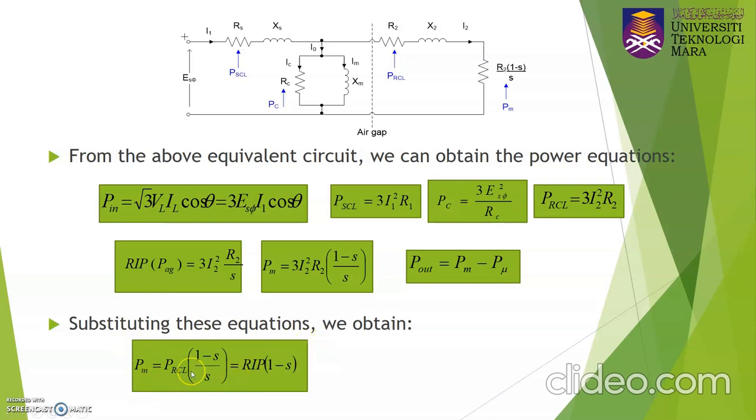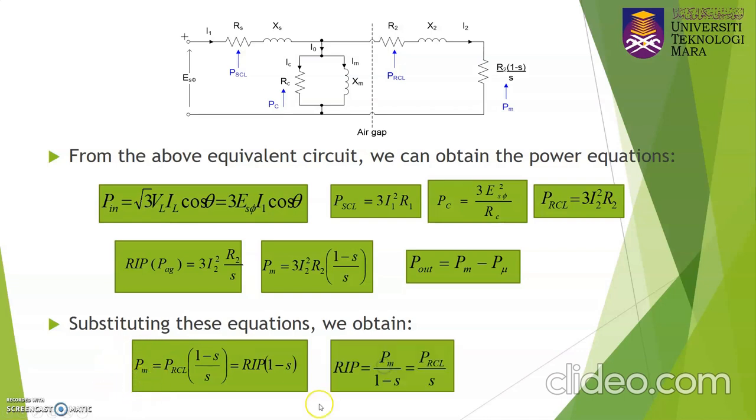So, for example, let's say you are given a question where you don't have the value of R2 or R1, but you have the value of the rotor copper losses and the slip. Then you can find the mechanical power. Or maybe you are given the value of PA gap and the value of slip. Then, based on these two values, you can find the value of the mechanical power.